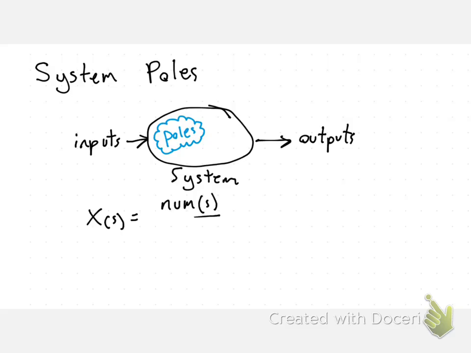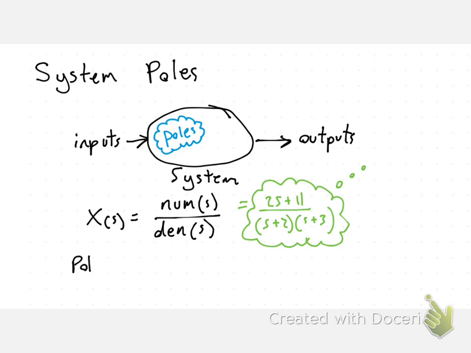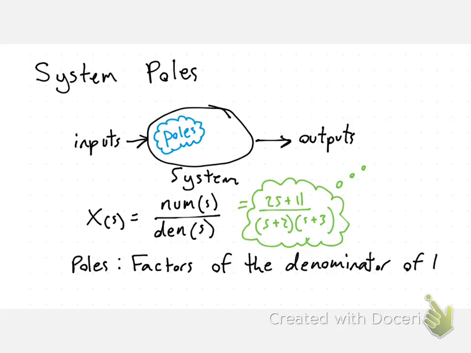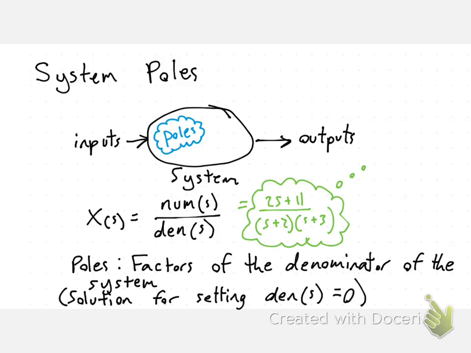And so let's say that we have the system. It can mathematically be represented in the Laplace domain as some numerator of s over the denominator of s. So previously, in the last example, it was 2s plus 11 over s plus 2, s plus 3. Poles are the factors of the denominator of the system. So they are the solution for setting that denominator of s equal to 0.